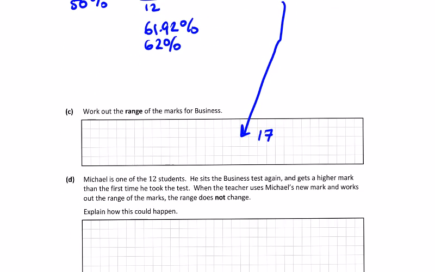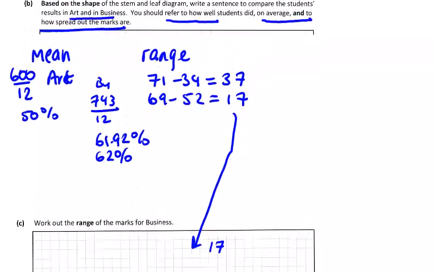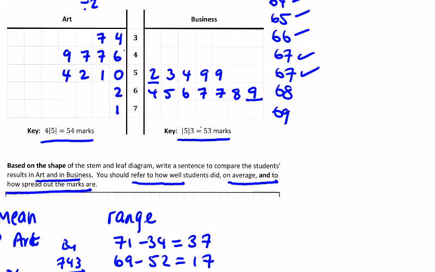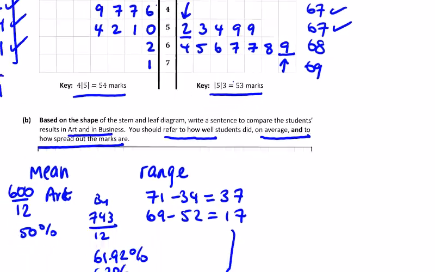Michael's one of 12 students. He sits the business test again and gets a higher mark for the first time. When the teacher uses his new mark, the range does not change. Explain how this could happen. Well, if the range doesn't change, he obviously didn't get 52 or 69. So he must have got one of the other marks for the range not to change.